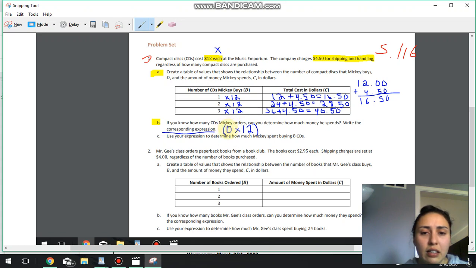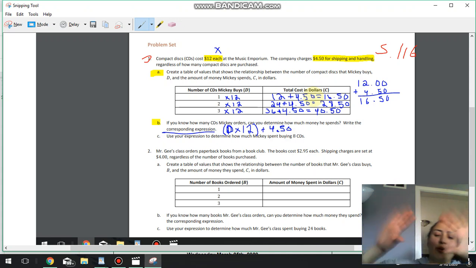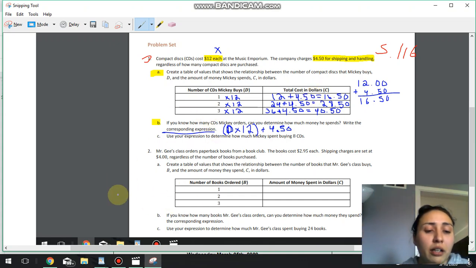This is a D. Okay, kind of looks like a 0 right now. But it is a D. And then what was the next step we did? Yes, we added the shipping and handling fee, which was $4.50. Don't forget your decimal point. And that's it. That's our expression. That's how we get the total cost for Mikey's CD cost. All right, that's it, guys. Woo, done. Okay, partner practice.